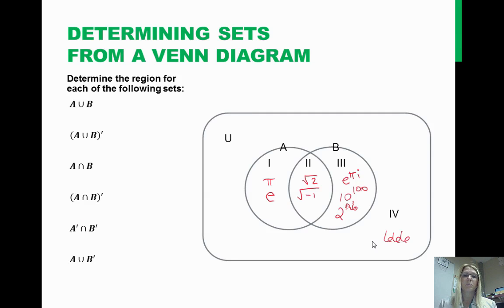Now I want to determine the sets just by looking at a Venn diagram. Here we have a universal set and set A and set B. I want to first determine the region for A union B. That means everything in A and everything in B would be put together. So the region in this case is going to be 1, 2, and 3.